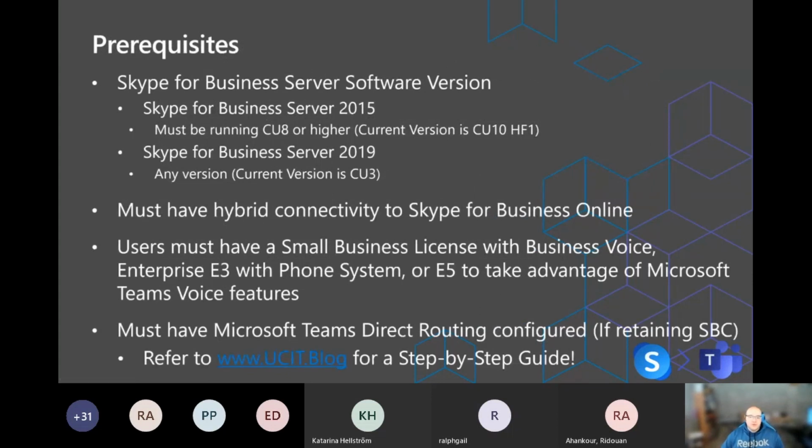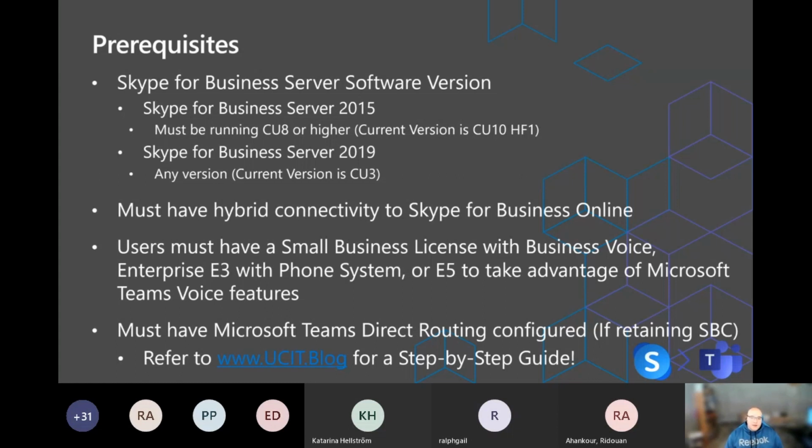So what type of prerequisites do you need? You need to have Skype for Business Server 2015 or Skype for Business Server 2019. If you're running 2015, the current version is Cumulative Update 10 Hotfix 1. And if you're running Skype for Business Server 2019, you can run any version. The current version is CU3. For Skype Server 2015, you do need to be running CU8 or higher to have that Teams migration capability available. You also need to have hybrid connectivity to Skype for Business Online. So that's a few commands on premises, one command in the cloud, and you can get that hybrid connectivity going.